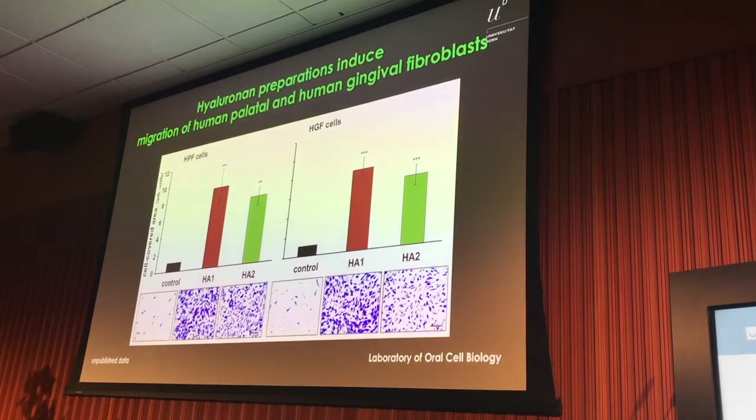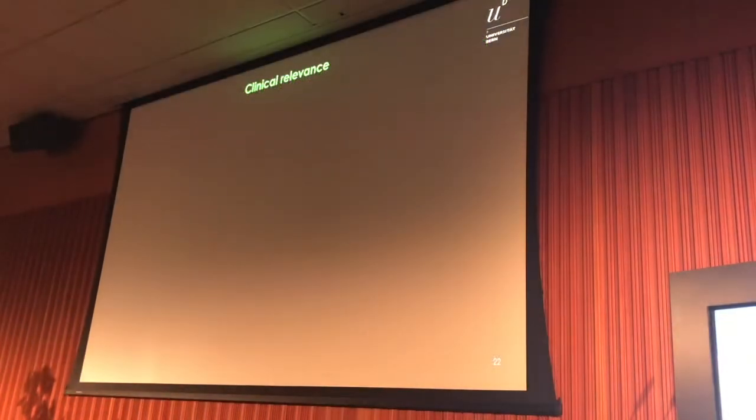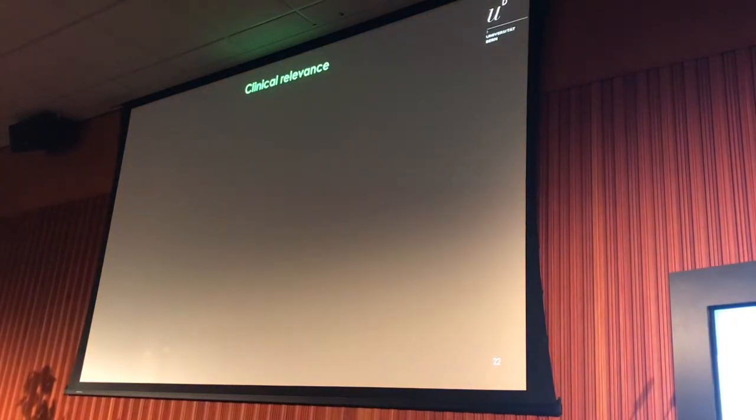And you can see the same again. You see here some example of the cells treated with two different formulations. Look, the amount of cells compared to the control is clearly visible. So what is now the clinical relevance? Where could we use it?